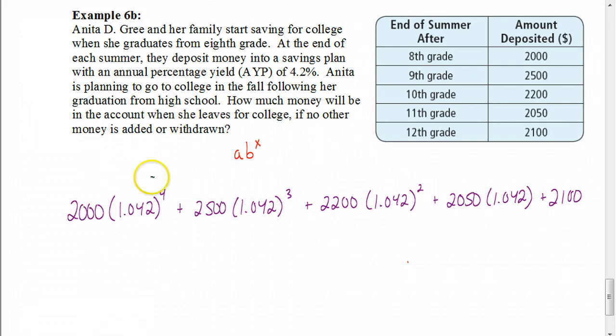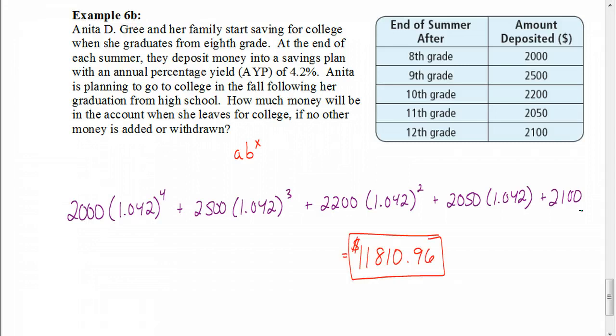So as you go through this problem, for the first term, you'd have 2,000 times that 1.042 to the 4th power. The reason for the fourth power is that $2,000 is going to sit for 1, 2, 3, 4 years, because she's entering college right after 12th grade. Then the next one would sit for 3 years, the next amount for 2 years, the next amount for 1 year, and that $2,100 is not going to earn any interest. And when you do that all in your calculator, you should have gotten $11,810.96.